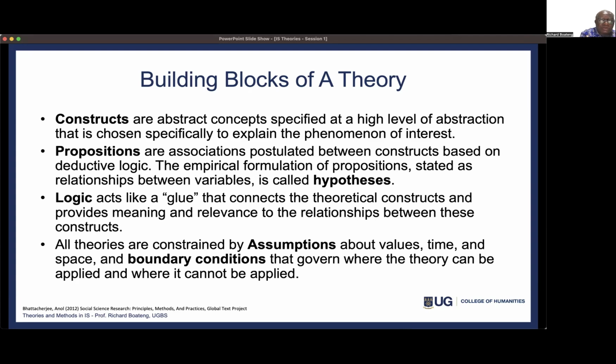Now, the base there is one of your constructs, the height is one of your constructs. That's what I wanted to emphasize here. The abstract concepts are specified at a high level of abstraction, chosen to specifically explain the phenomenon of interest. The proposition, however, is the relation that exists between the constructs. So half of the base, you multiply it by height, and then you get the area of the triangle. So that particular half base times height is what we call the relation, the proposition.